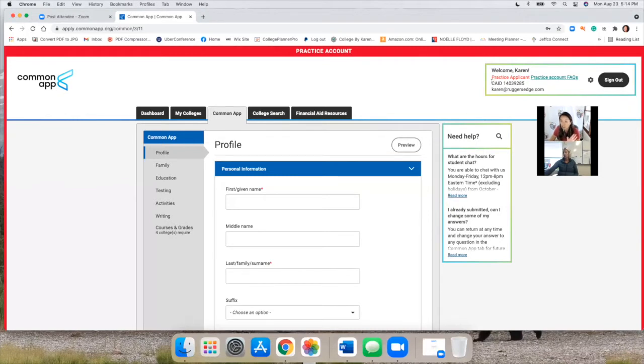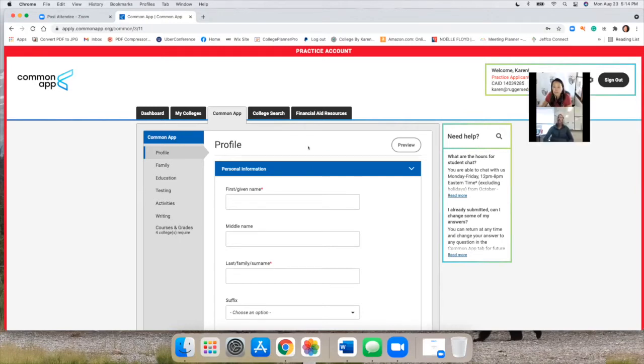This is a student that's coming in as a prospective student athlete. This is their Common App ID, so that's this number right here at the top. There are these tabs right here, which we'll go over: dashboard, my colleges, Common App, college search, and financial aid. The one we're talking about right now is this Common App tab, which I also just call profile because it's like the main stuff.